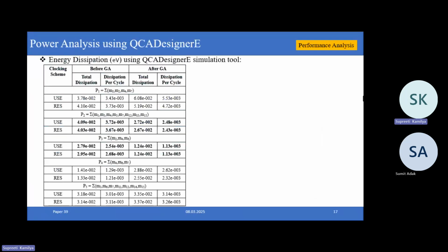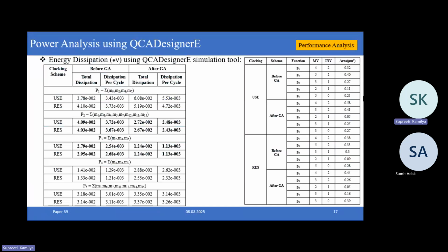Next up, power dissipation. From this, we can say that for the P2 and P3 functions, the power dissipation is less, as the power dissipation of any QCA circuit depends on the majority voters, inverters, and area. After applying the genetic algorithm for the P2 and P3 functions, the number of gates and the circuit area also decrease. So that's why it has a very impactful effect in the case of P2 and P3.